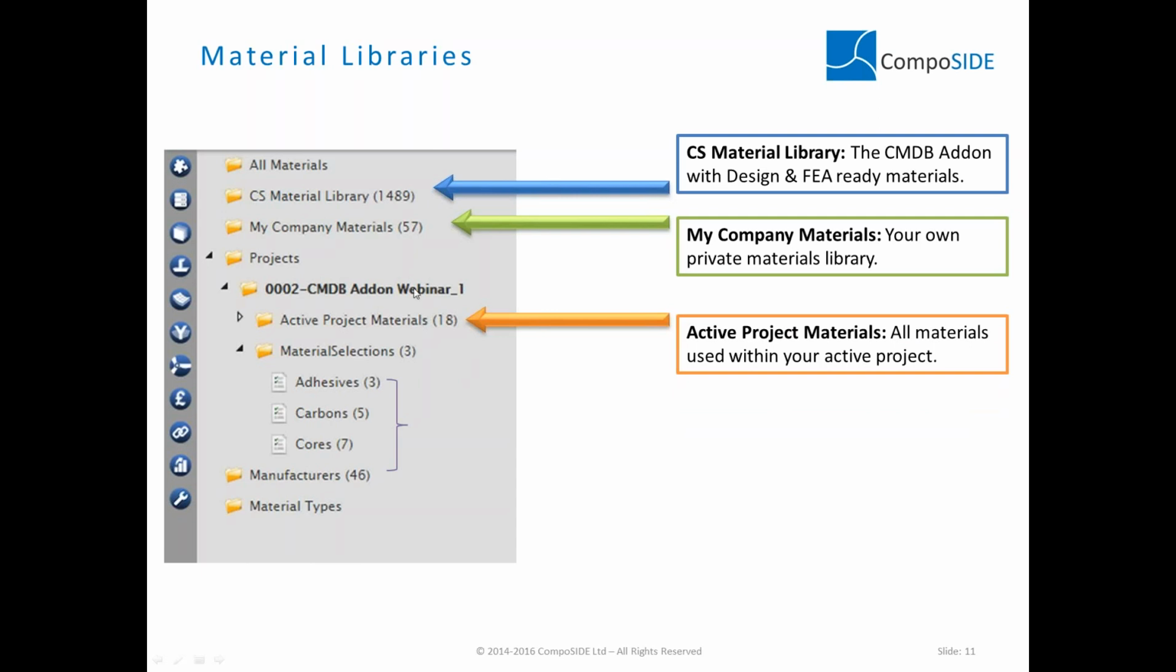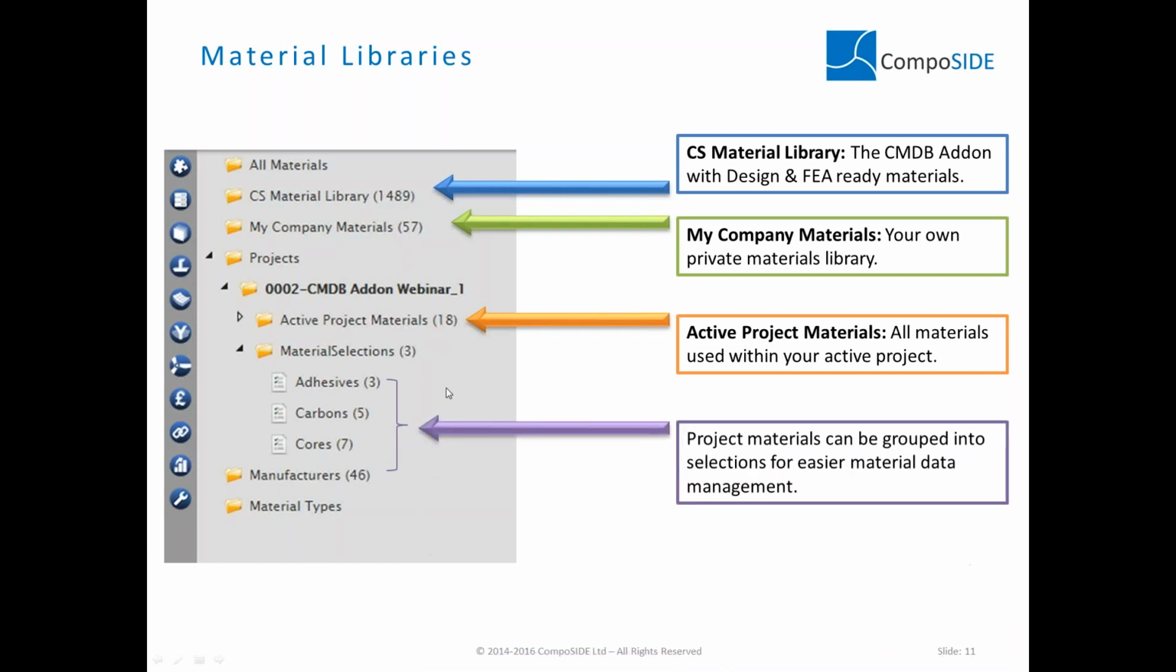Your project materials are dragged and dropped into your active project materials folder, which allows you to work from a smaller subset than all the library that you have in your company, or if you have acquired the CS material library. And those can be further refined down in material selections, per part, per product, per type of material, or as you prefer. As you can see, all materials are also defined by manufacturers and a wide range of material types.